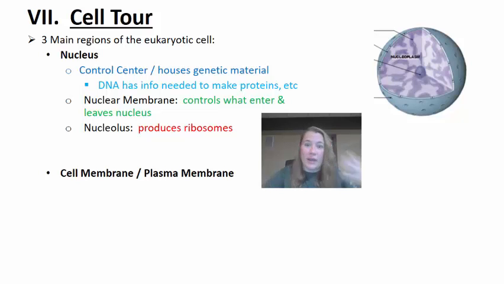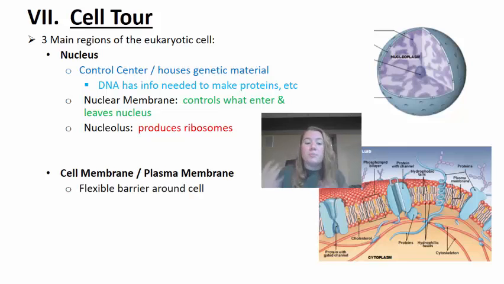The next part of the cell is the cell membrane, which might also be called the plasma membrane, depending on what book you're reading and where you're looking. So the cell membrane is this flexible barrier around the outside of the cell. And this is what keeps all of the cell inside and everything else outside. Just like the nuclear membrane keeps the DNA inside the nucleus and keeps all the other stuff out of it.